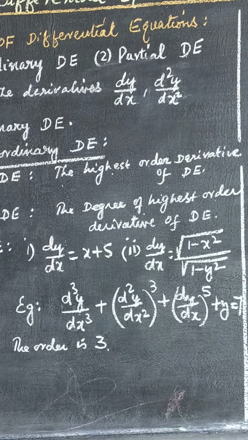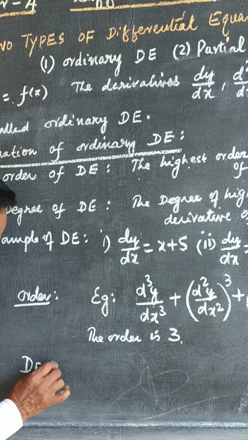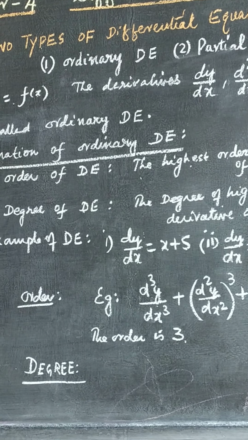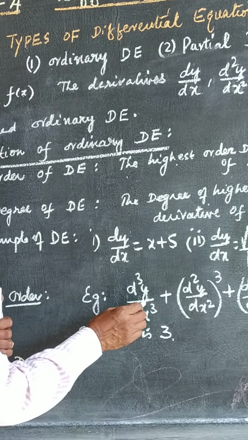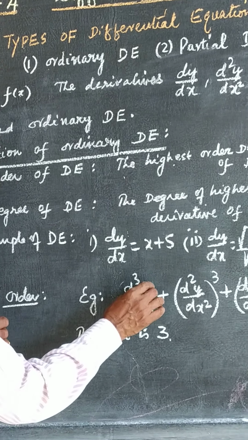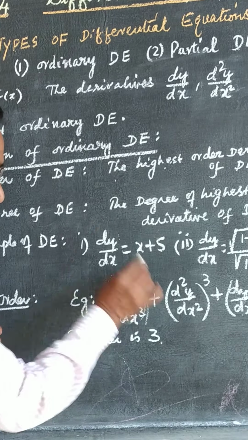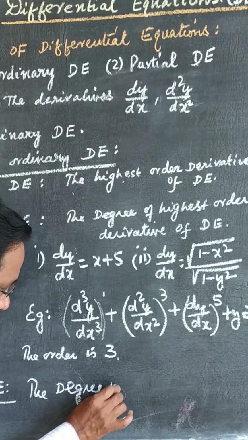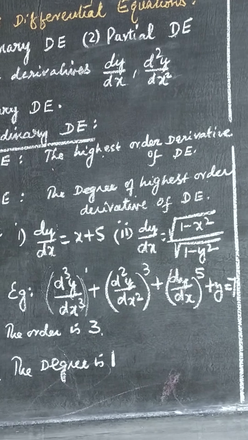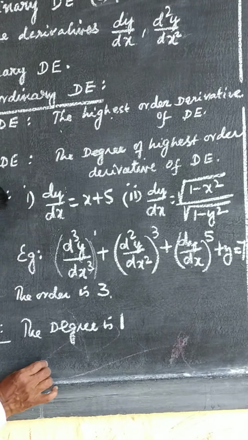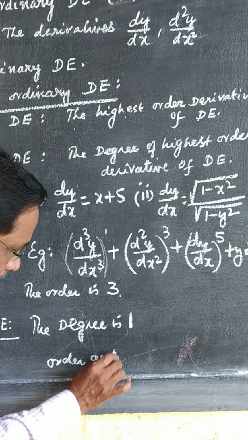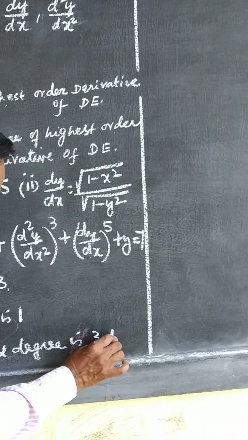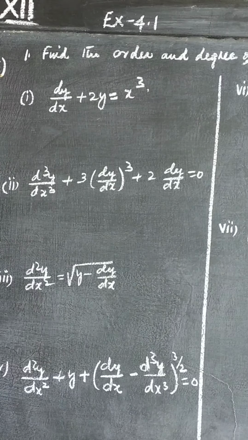If we want to find out the degree of the differential equation, the maximum order is 3. For that maximum order, what is the degree? For this maximum order, the degree is 1. And therefore, the degree is 1 here. Sometimes you may be asked to find out the order and degree. So, order and degree is 3, 1.